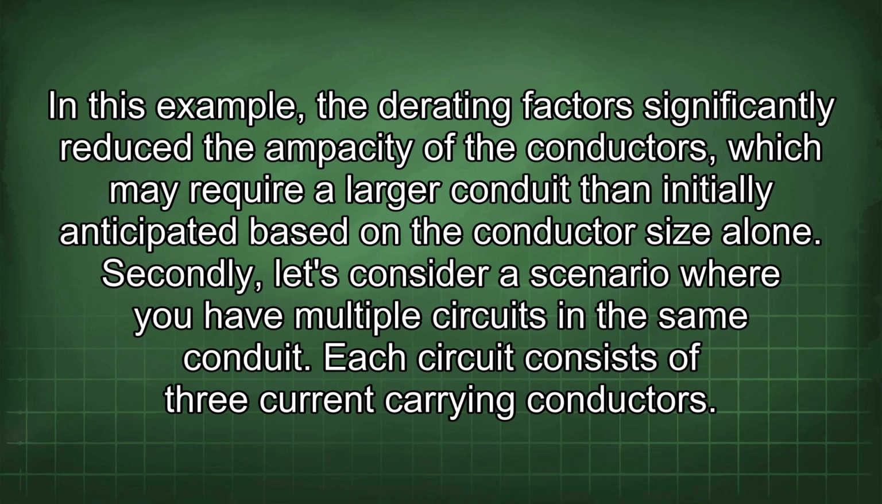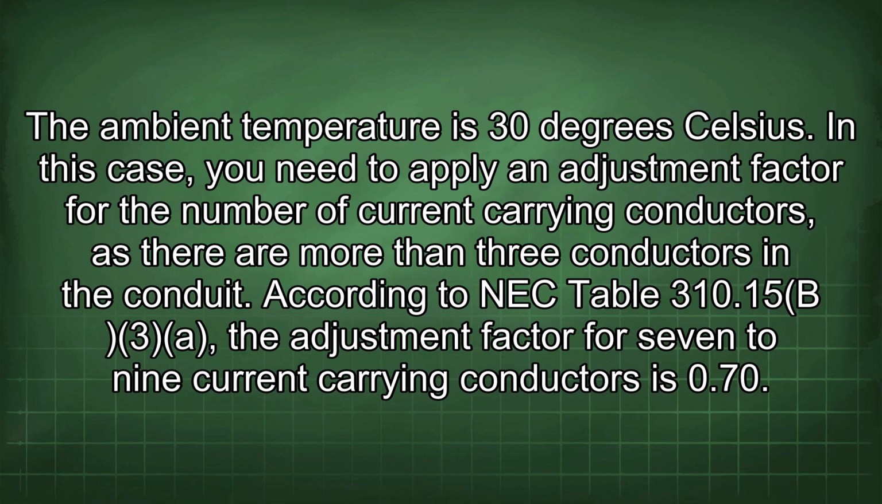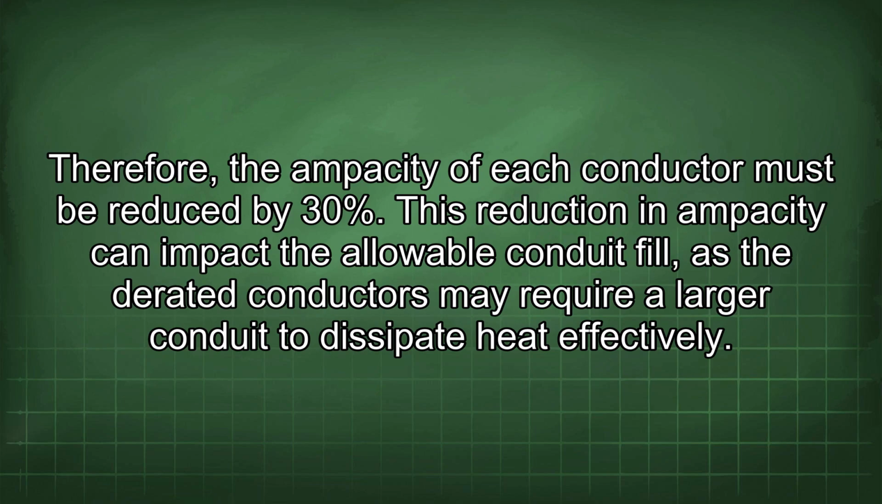Secondly, let's consider a scenario where you have multiple circuits in the same conduit. Each circuit consists of 3 current carrying conductors. The ambient temperature is 30 degrees Celsius. In this case, you need to apply an adjustment factor for the number of current carrying conductors, as there are more than 3 conductors in a conduit. According to NEC Table 310.15(B)(3), the adjustment factor for 7 to 9 current carrying conductors is 0.70. Therefore, the ampacity of each conductor must be reduced by 30%.